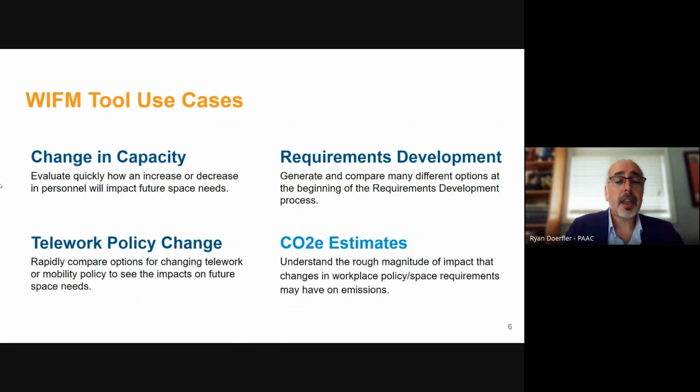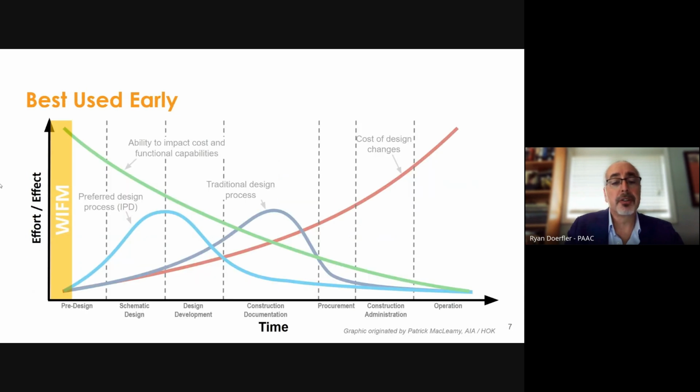There are a couple different use cases where WIFM is ideal, but basically it comes down to the earlier the better, where before requirements have developed, any time that an organization is anticipating a change in their telework policy, or they are envisioning a change in their workplace. Let's say, for instance, they need to leave one of our buildings because we have plans for disposition of that building, or whatever the reason. There's no reason why an agency can't use WIFM or the project team to get a sense of what the new workplace could be, particularly on the maths side of things. And of course, those CO2e estimates as well, those rough calculations.